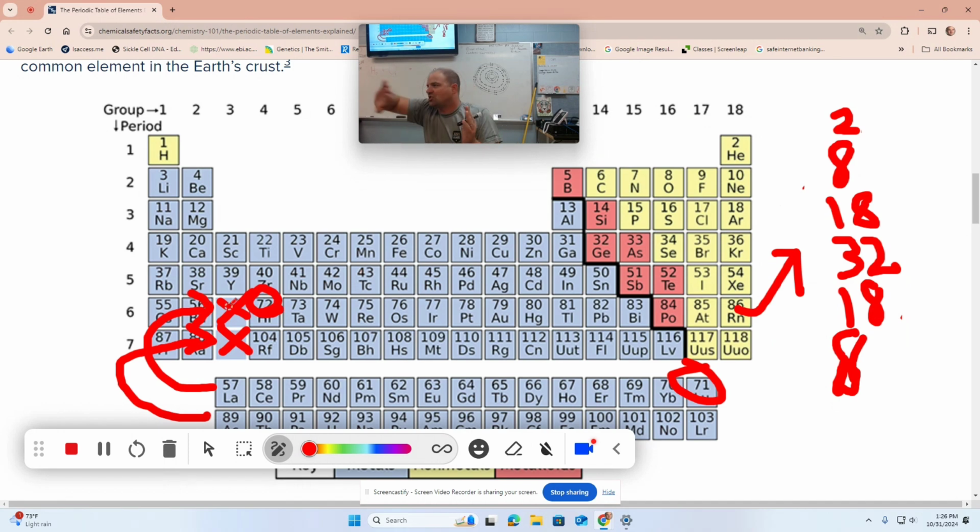Now, why didn't they just shove the rest of it down? The reason they didn't shove the rest of it down, look, you guys see these noble gases? The noble gases share characteristics.